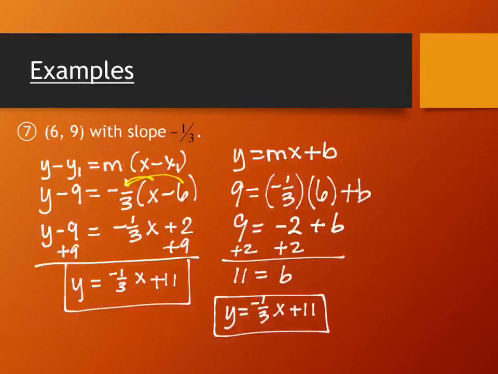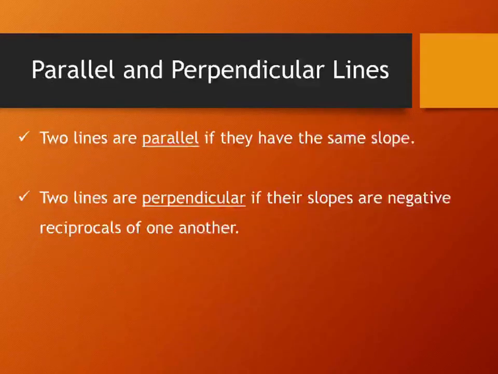All right, next one, parallel and perpendicular lines. Two lines are parallel if they have the same slope. Often we talk about parallel lines like railroad tracks, right? They go side to side all the way. However, the definition of parallel lines is not that they never cross, although that's true. The definition is that they have the same slope. The rise over the run is the same.